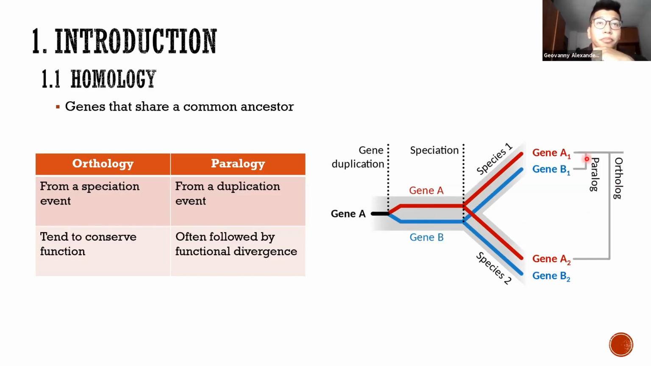You see here. And what is interesting about this is that while paralogy is often followed by functional divergence, orthologous genes tend to conserve their function. So if we identify them correctly, we can infer a function among different species.